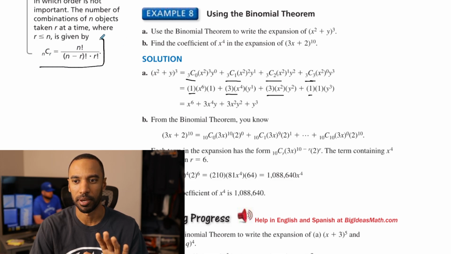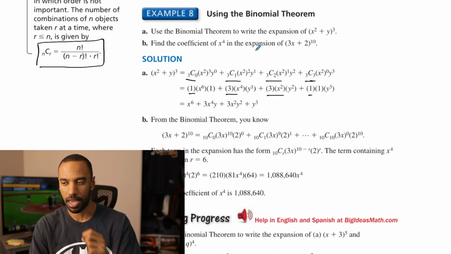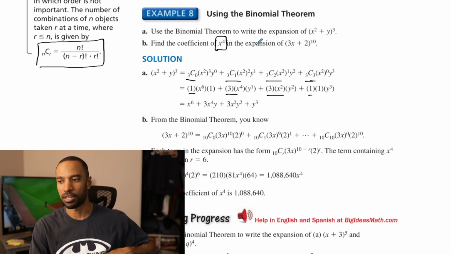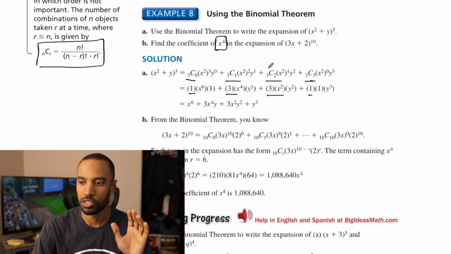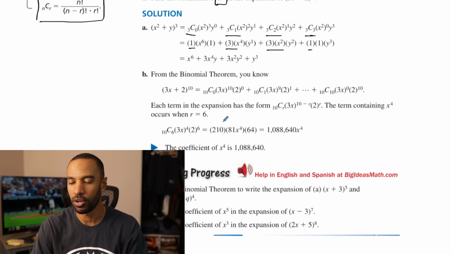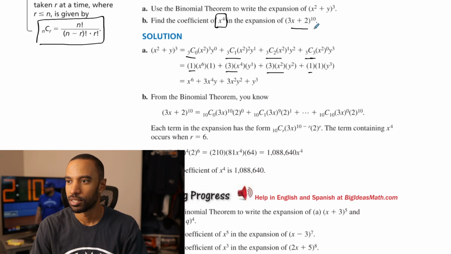Oh, here's that formula, by the way. Use the binomial theorem to write the expansion. Find the coefficient of x to the fourth in the expansion. So here's the one where you might want to use it. When they say the coefficient of x to the fourth, they're referring to the specific term that has 4 in it for x.